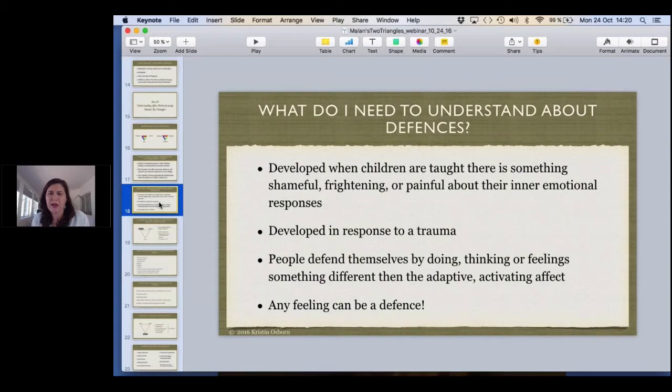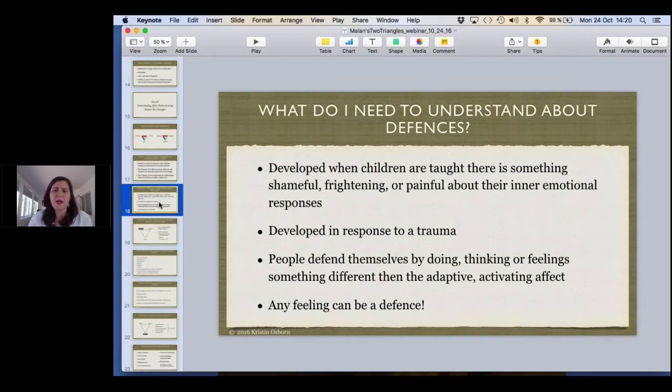And so there's a lot of things that people will do in order to avoid behaviors, feelings, and thoughts that are associated with an activating affect. And again, we talked about this last week, any feeling can be defensive. So I've worked with people who are so anxious that they're anxious about their anxiety, and at that point their anxiety becomes a defense. Or they're so anxious they get panic attacks, and believe me, the minute someone is no longer able to breathe or stay present in a room, they're completely cut off from themselves, another person, and their other feelings.